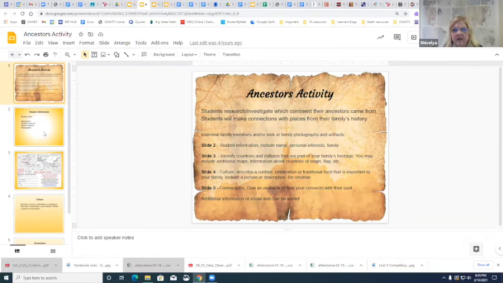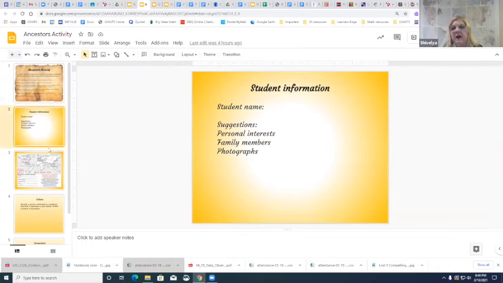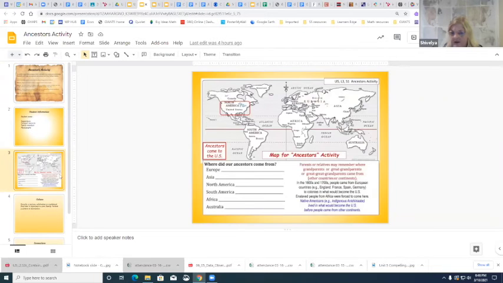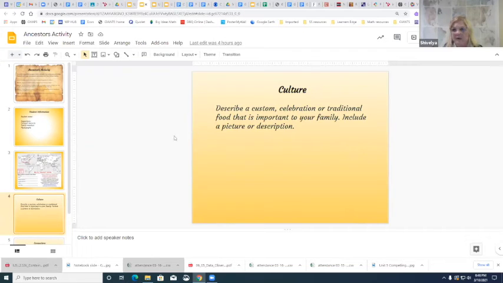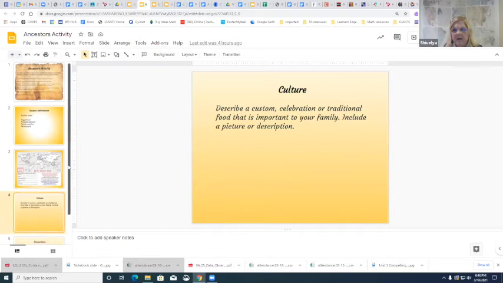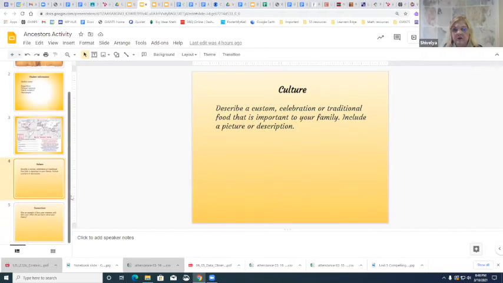I like to make sure that they've recorded some information about themselves. They maybe possibly have shared some photographs, things like that. They take a look at the map. This is one that we would keep track of, how many students, or the whole class, where did their ancestors come from. They may possibly want to include another map that would be specific to a country or a continent that their ancestors may have come from. And then they have to describe something that is important to their family that maybe could be considered part of the culture of their ancestors.